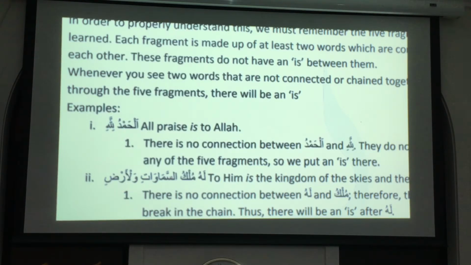So this la with insana has no connection. So innal insana is one fragment, and la fi khusrin is one fragment. Fi khusrin is a fragment, jar majrur, fi making the khusrin jar. So fi khusrin is one side, innal insan is one side. In between, no connection. If there is no connection, there is a break in the chain, you put a is in between. Understand everybody?